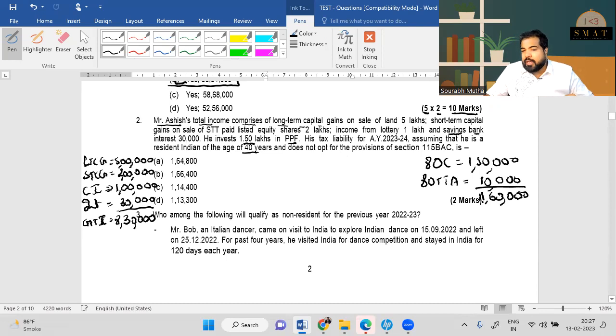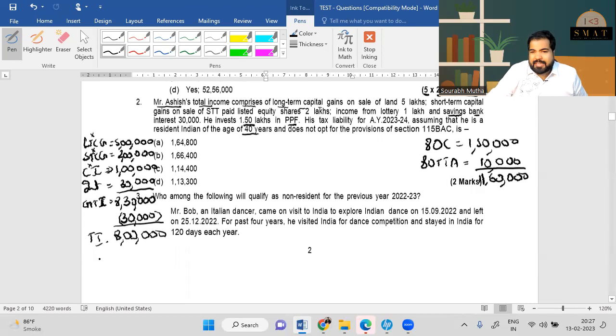But unfortunately, if you remember, guys, for capital gain, the first one, the second one and the third one are not available to minus any deduction. So only 30,000 you can minus. So I'll minus only 30,000. That leaves me with 8 lakh of total income. Now I have to calculate his tax liability.